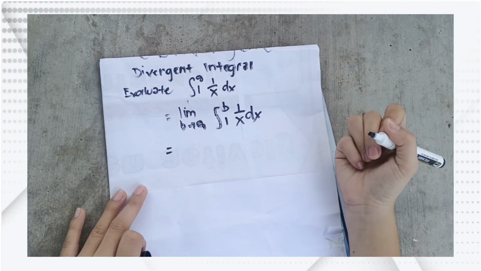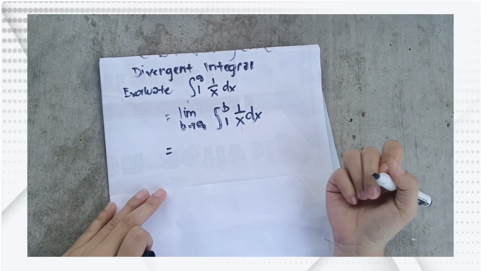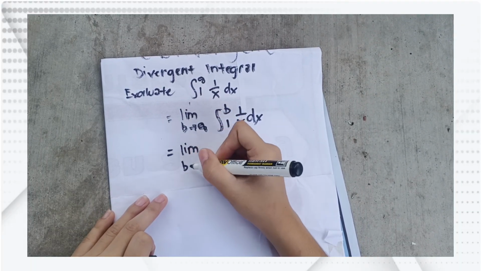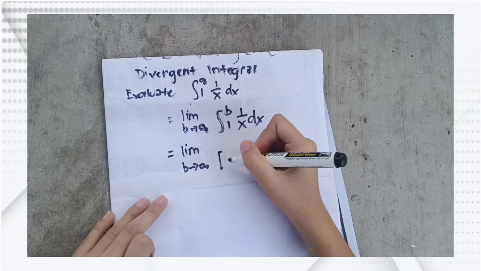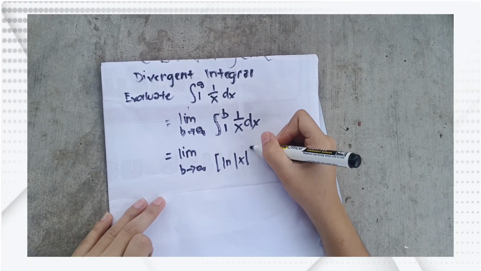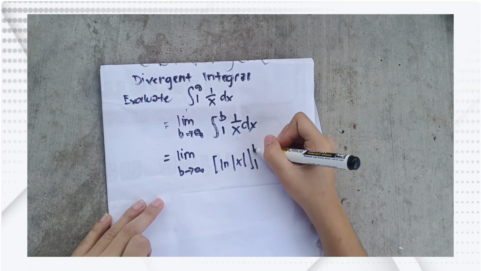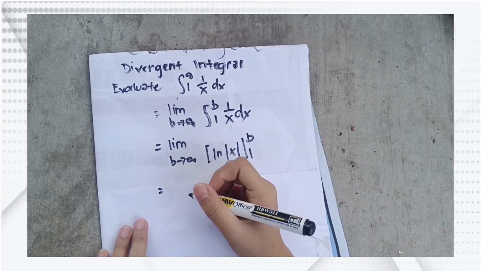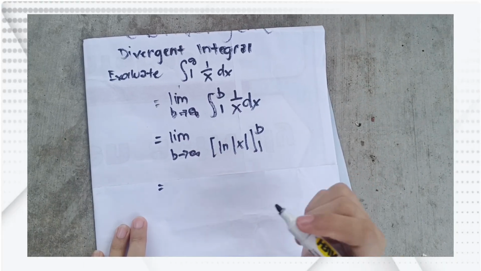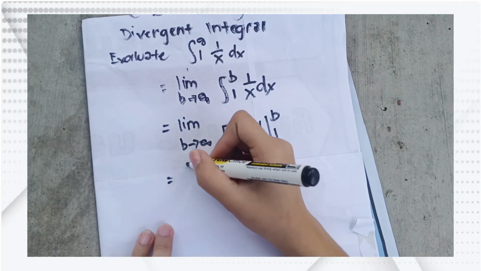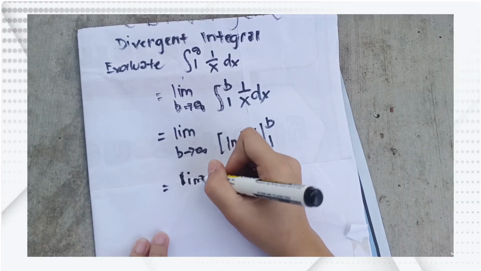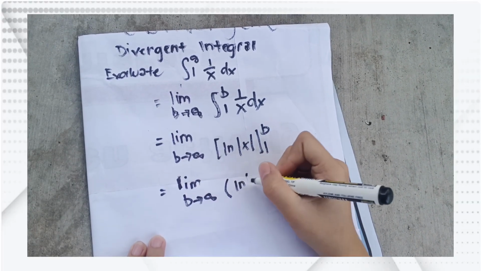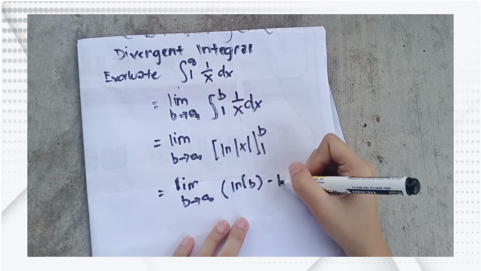And our next process is we are going to find the antiderivative. So it is equal to the limit as b approaches infinity of ln x from 1 up to b. Our next step is to evaluate from 1 to b. So it is equal to the limit as b approaches infinity of ln b minus ln 1.